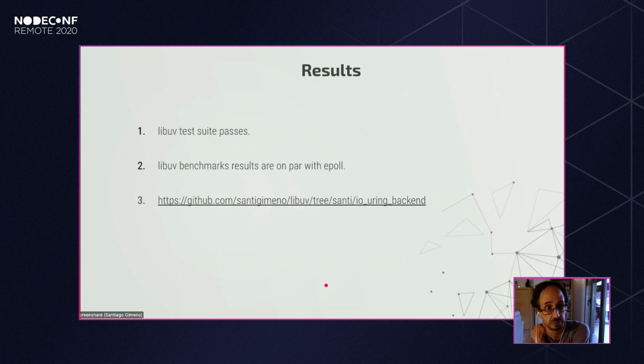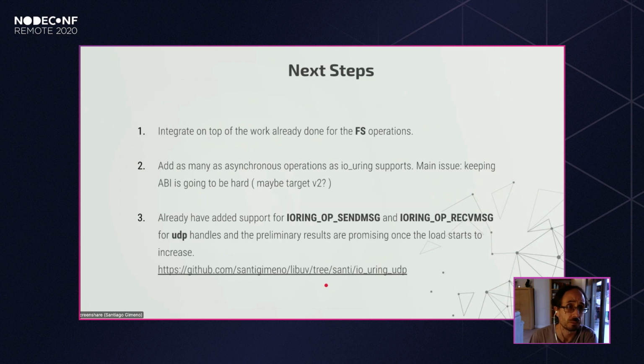For the moment, right now, here's a link to a branch where you can play with that code. With regards to the next steps, I'd like to integrate this work on top of the other pull requests I talked about that implemented the file system operations. Then I'd like to add as many operations as the io_uring API provides. The main issue being, as I already mentioned, keeping API compatibility. So maybe targeting version 2 is good for the moment to see if it's worth it at all.